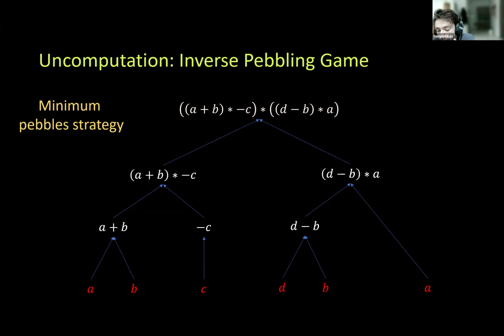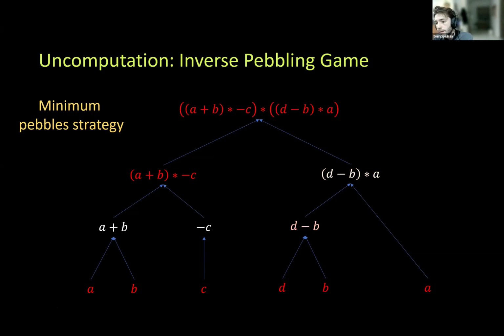The first requires a minimum number of pebbles, which is exactly a minimum number of concurrent temporary results that the circuit keeps. So for the first implementation, we first pebble the children of (A plus B) multiplied by (minus C). We can compute this operator, then we unpebble those because we want a minimum number of pebbles, and then we pebble the right part of the abstract syntax tree. And here we need 4 pebbles in order to reach the root.